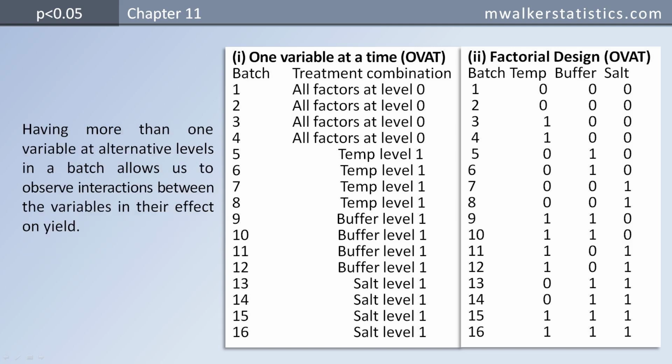Having more than one variable at alternative levels in a batch allows us to observe interactions between the variables and their effect on yield.